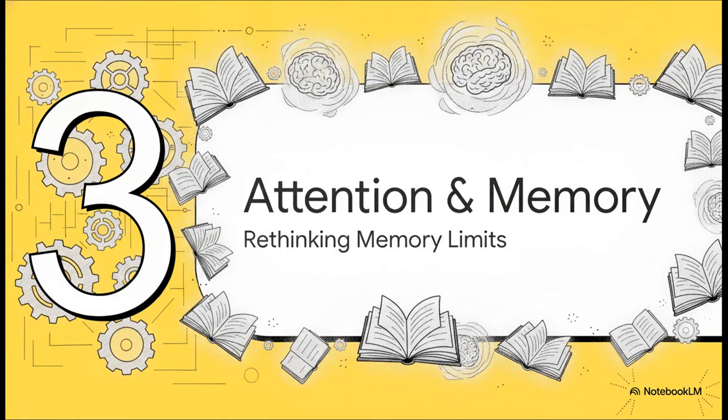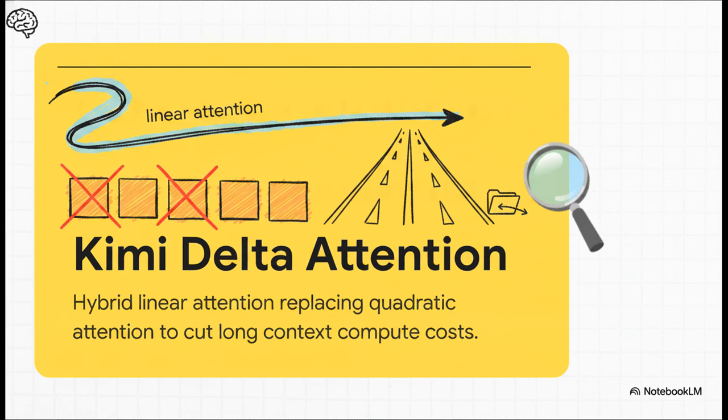All right, Part 3, rethinking attention and memory. Because, let's be real, compute is only half the battle. If you want a model to remember a 1 million token conversation, which by the way is like reading several thick books all at once, without crashing the whole system, you have to revolutionize memory efficiency.